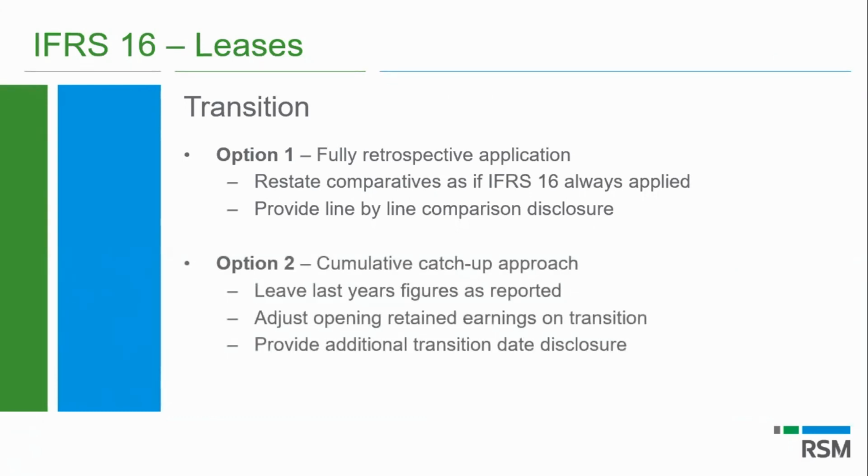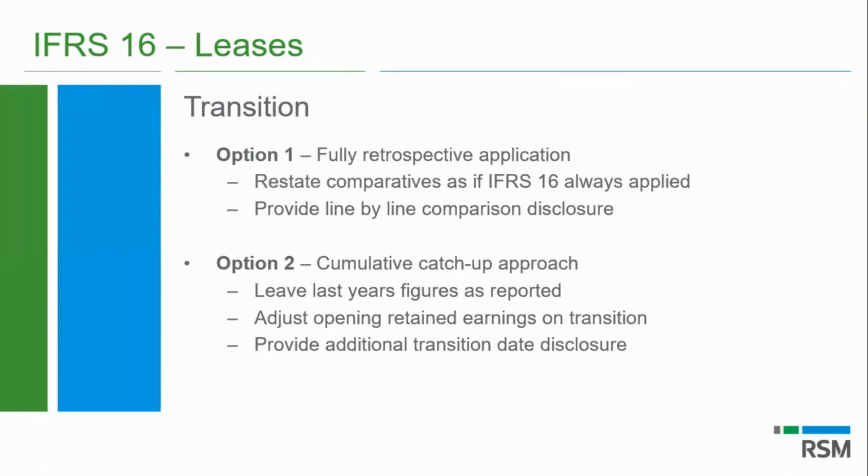So you obviously have to do your calculations either way, but you leave last year's figures as they were reported in your financial statements. You adjust your opening retained earnings on transition. What that means is you would have a line item in your statement of changes in equity that says as previously reported, which would agree to your prior financial statements, and then you would have the impact from adoption of IFRS 16 on retained earnings, and you reconcile it there. Obviously there will be additional disclosure that will need to be provided on transition if option 2 is selected. There is a practical expedient available.